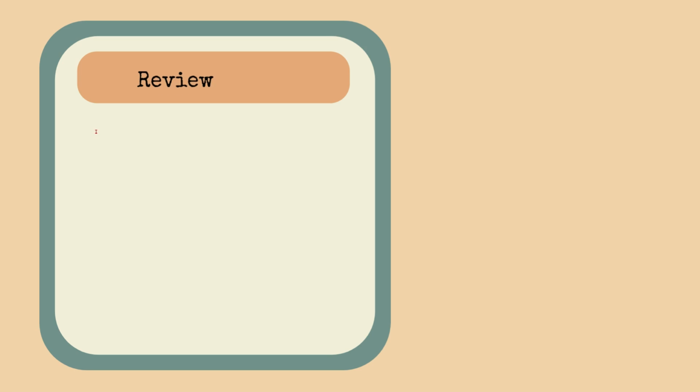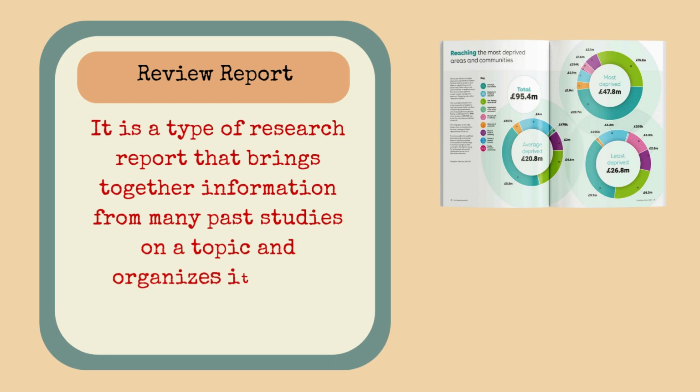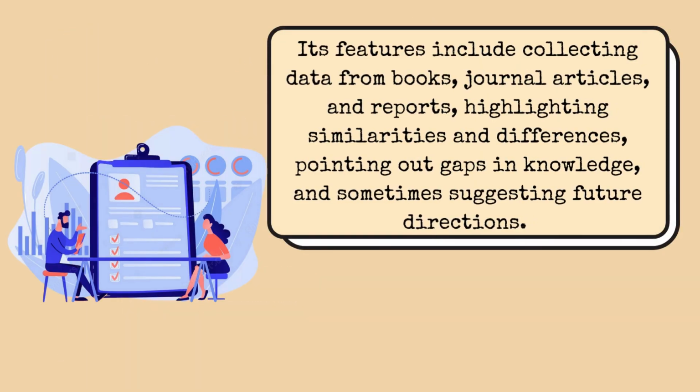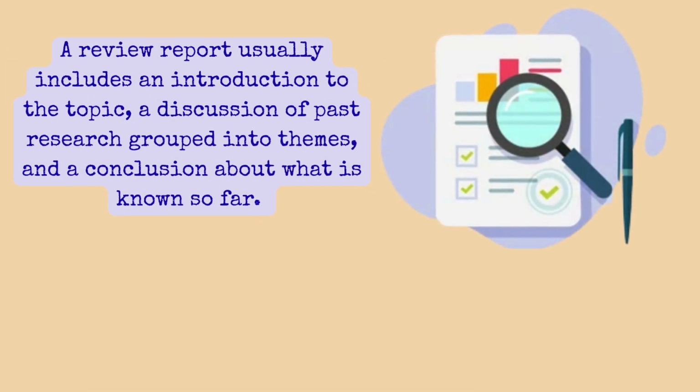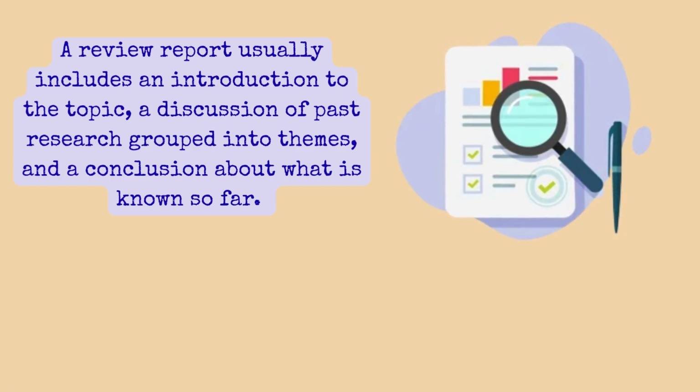A review report is a type of research report that brings together information from many past studies on a topic and organizes it into a single summary. Its features include collecting data from books, journal articles, and reports, highlighting similarities and differences, pointing out gaps in knowledge, and sometimes suggesting future directions. A review report usually includes an introduction to the topic, a discussion of past research grouped into themes, and a conclusion about what is known so far.